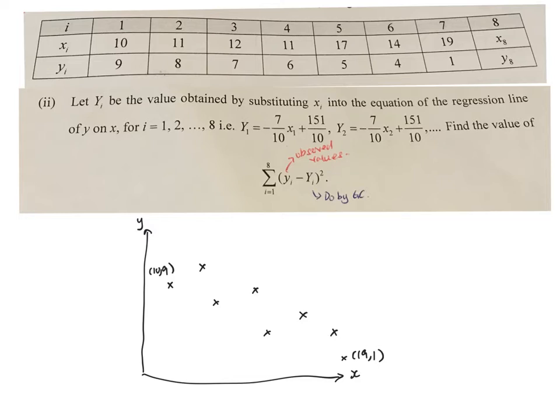So what does this capital Y1 and capital Y2 mean? Remember, the whole idea was that with all these points, we are trying to draw a regression line. Okay, this regression line, based on the calculation, just imagine in this scenario, is y equals to -7 over 10 x plus 151 over 10. This is the regression line that we have gotten.